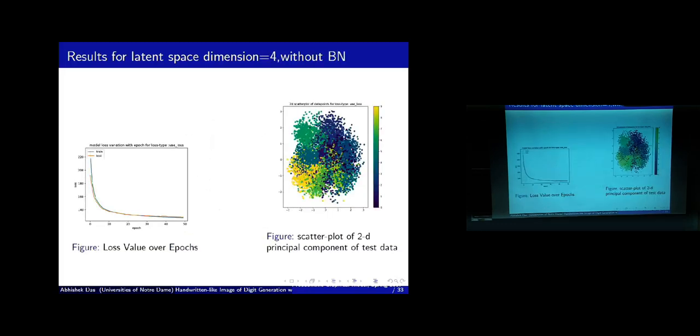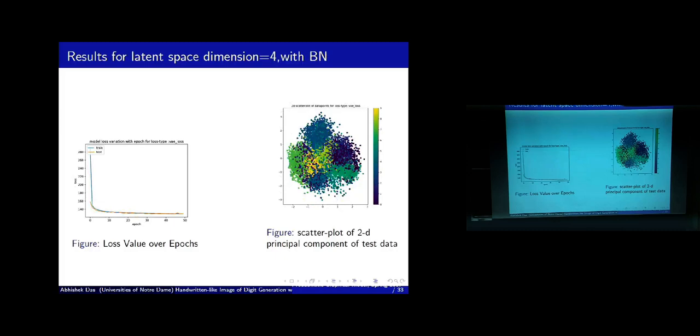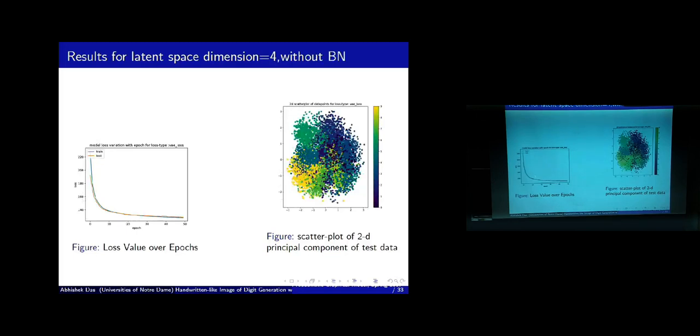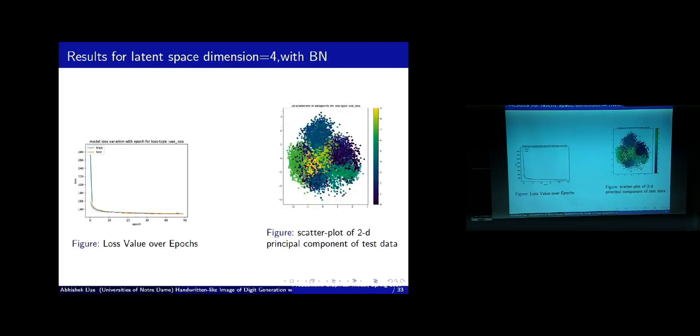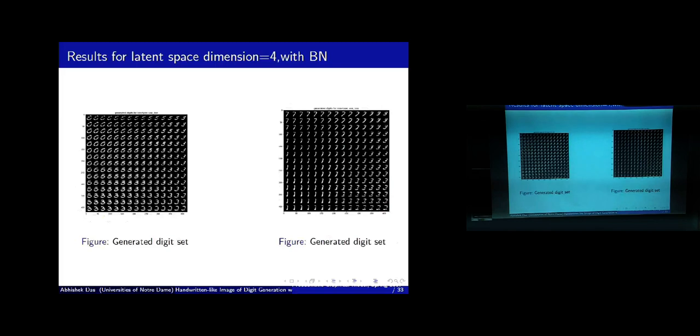These are using four dimensions for the latent space instead of two, without BN, batch normalization. This is again using BN, so you can see that the loss function compared to the previous one converges faster. So that's the point of using BN. These are the data points generated using batch normalization.